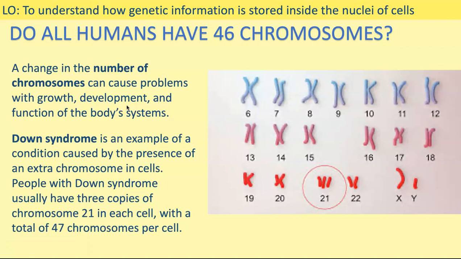People with Down syndrome usually have 3 copies of chromosome 21 in each of their cells. That gives them a total of 47 chromosomes per cell. So you can see here, rather than having 2 copies of chromosome 21, they have got 3 copies.